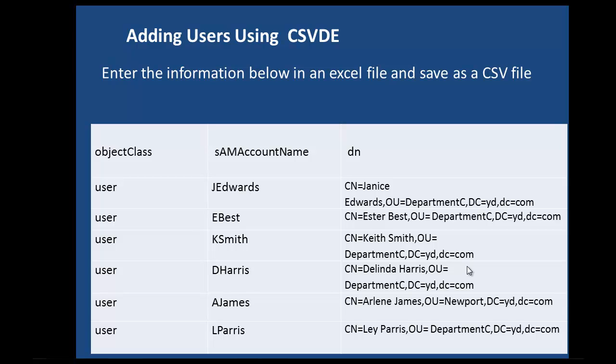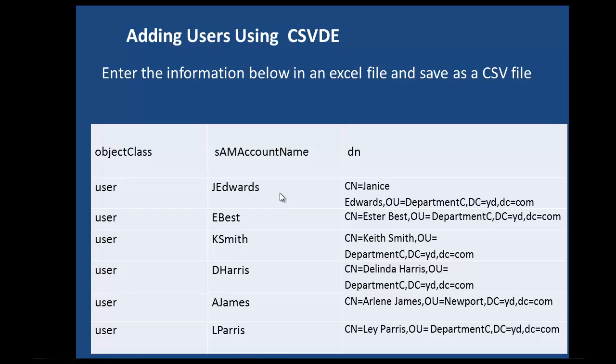We want to gather our information in an Excel file. So this is an example of an Excel file here. In the very first row of the file, you type object class. In the second cell here, you type SAM account name. And in the third cell, you type DN. So this is the top row.